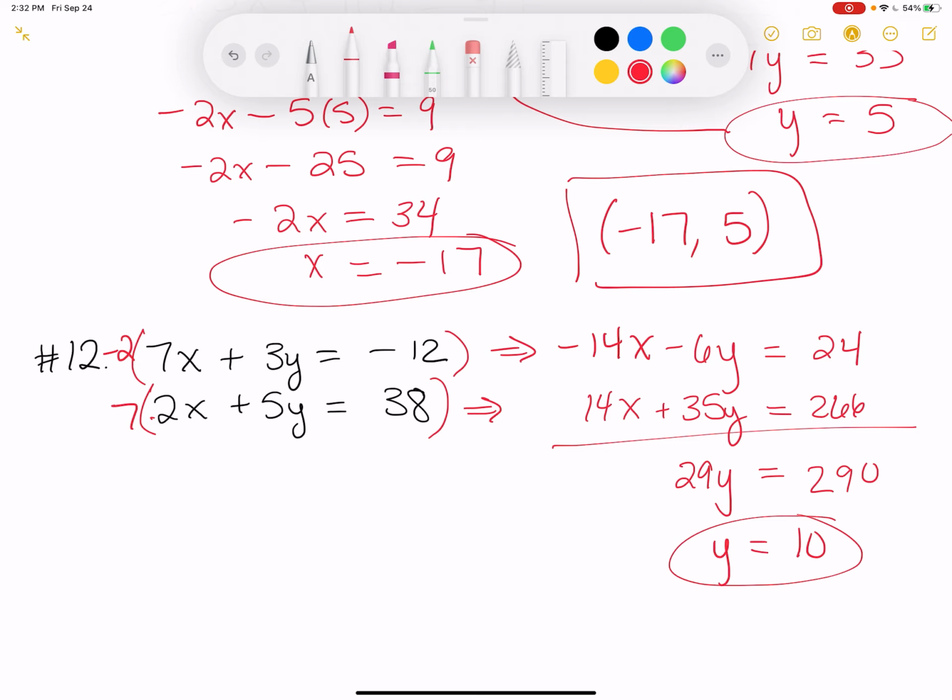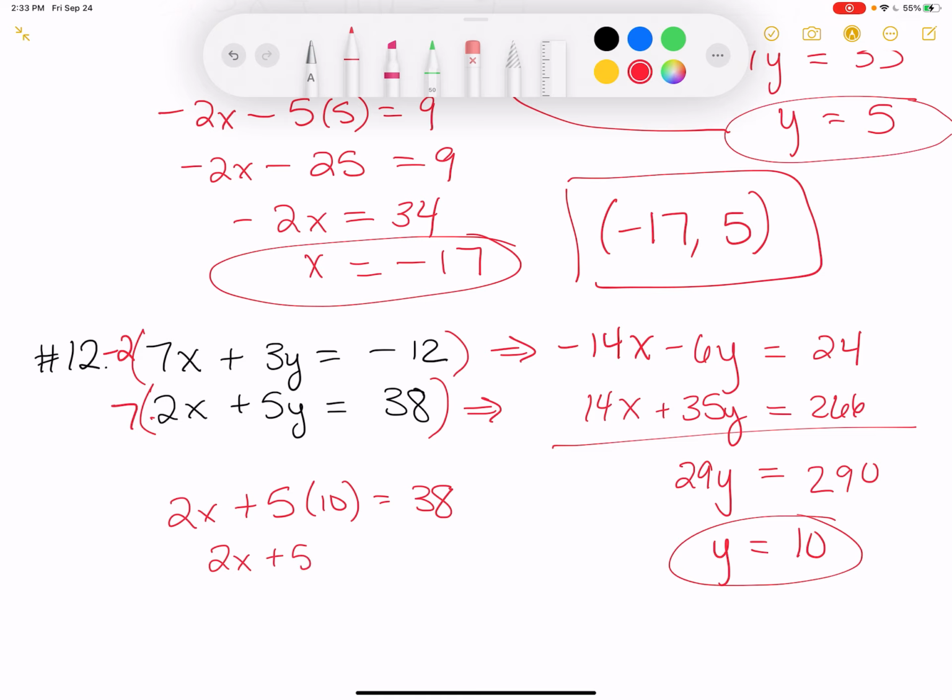If I plug this into one of these over here, it's just a lot more complicated. Technically nothing wrong with it, I'm just trying to make your life a little easier. So which one do you want to plug it back into? Top or bottom? Bottom. All right, so 2x plus 5 times 10 equals 38.